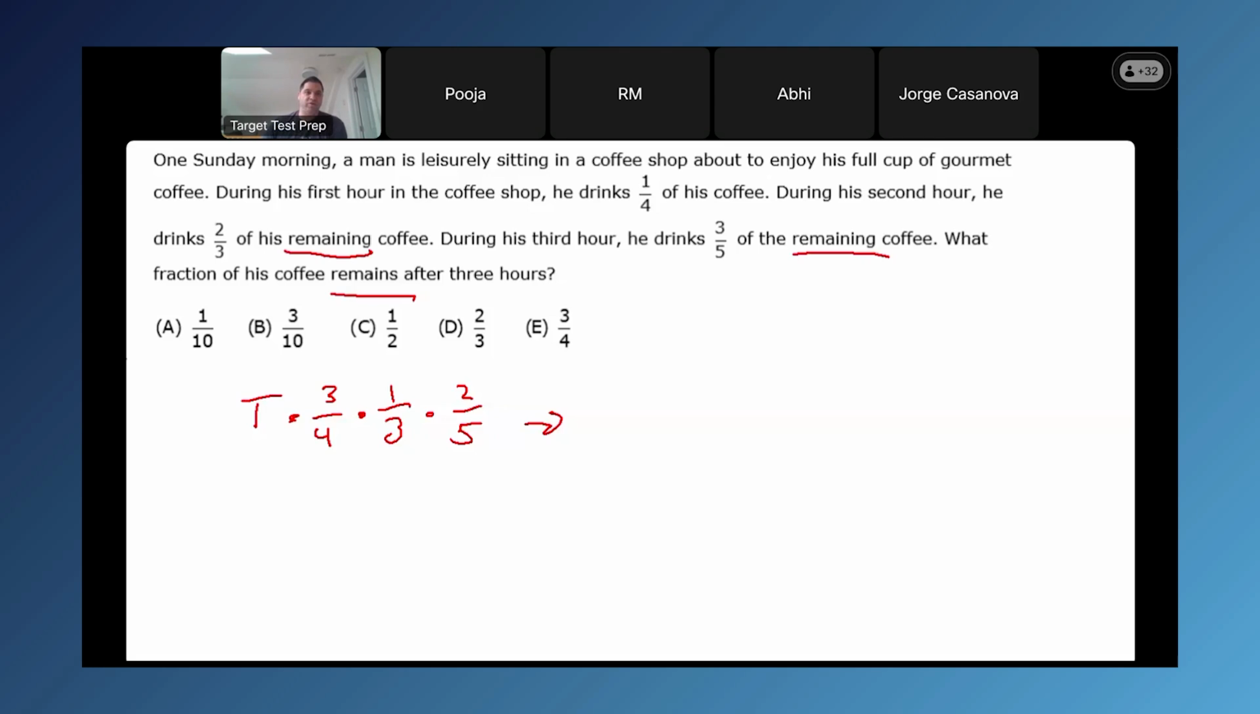So now all you have to do is reduce down. 2 goes into this 1 time, 2 goes into this 2 times, 1 and 1. So you have 1/10 T as your final answer. So A, 1/10, is what we're dealing with here. So for a question like this, there are definitely many ways to deal with it.